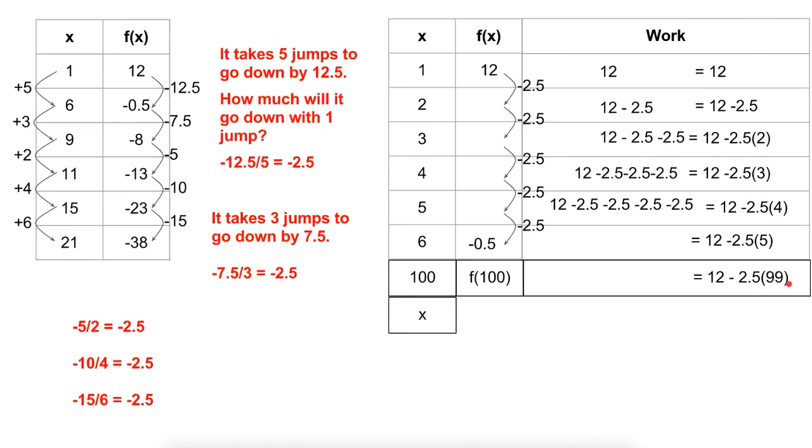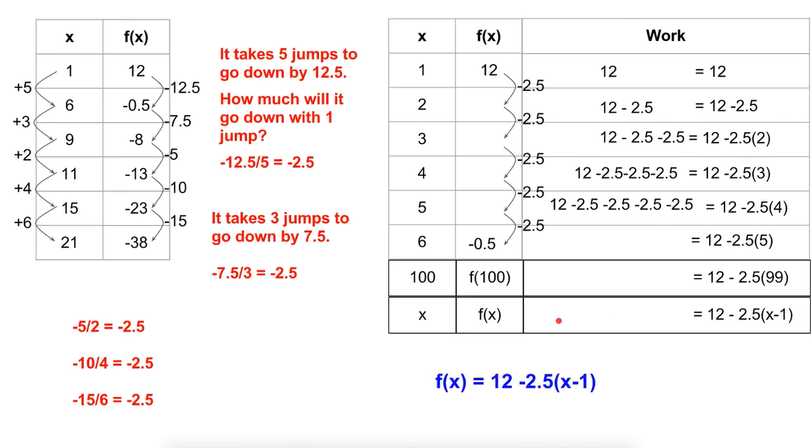So then we could also find f of x. F of x is 12 minus 2.5 times how many jumps of 2.5? 1 less than x, or x minus 1. So there is our function. Hopefully this was helpful and can help you do that classwork that we were working on.